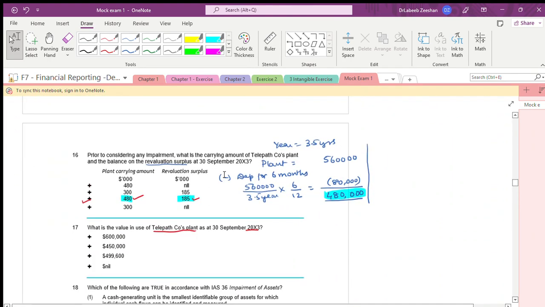And they're asking for which date? We are talking about the value in use of Telepath plant as at 2003. Fine, good, no problem.